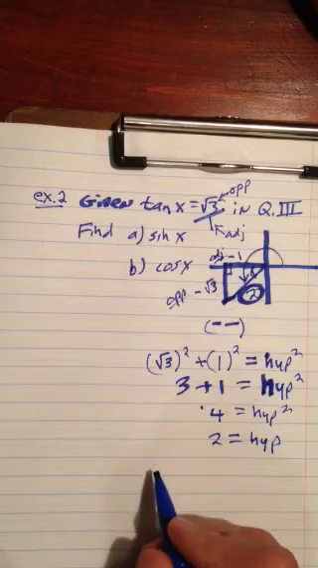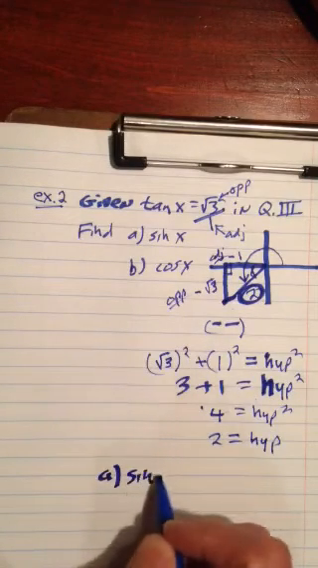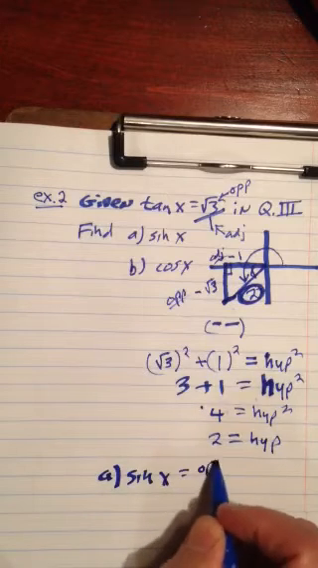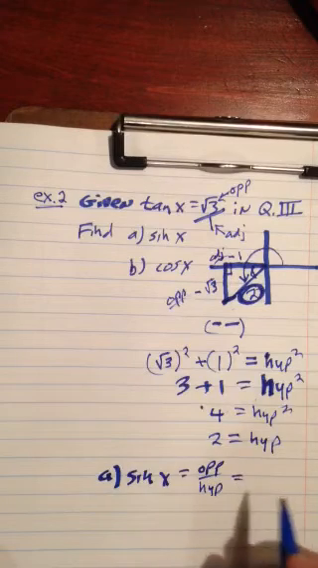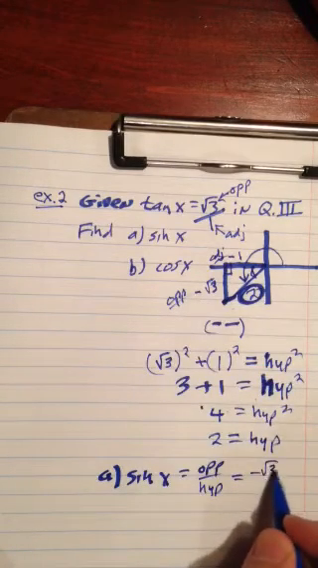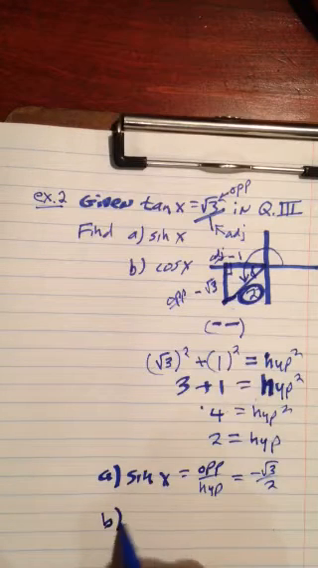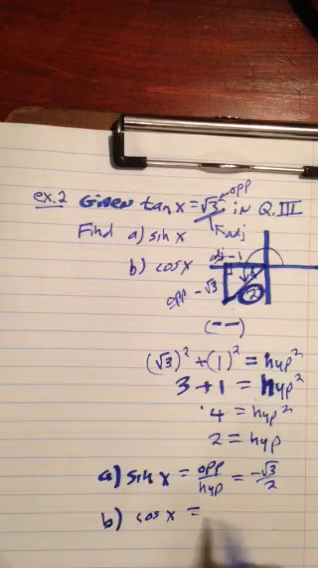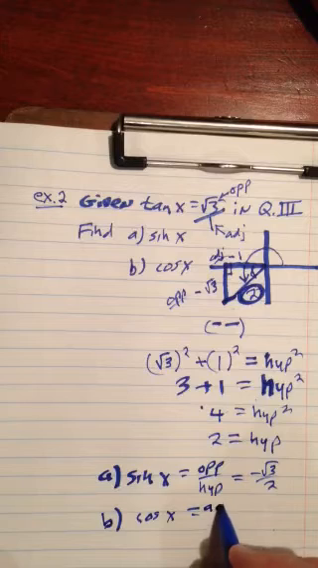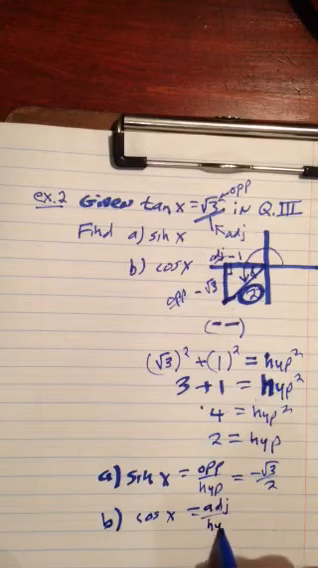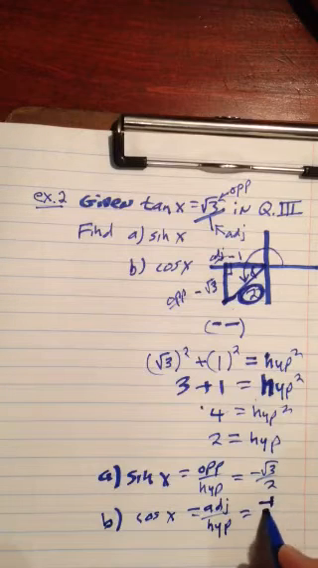So we know that sine, going back to answer the questions here, sine x is opposite over hypotenuse, which is going to be negative square root of 3 over 2. And for b, cosine x, we know that cosine is adjacent over hypotenuse, which is negative 1 over 2.